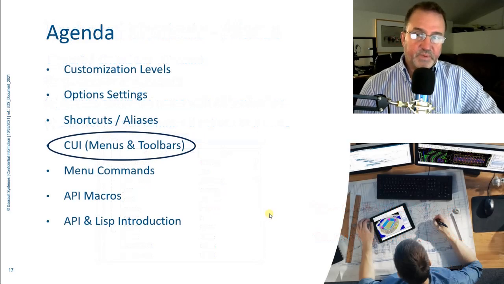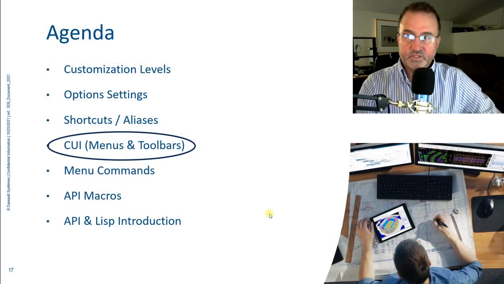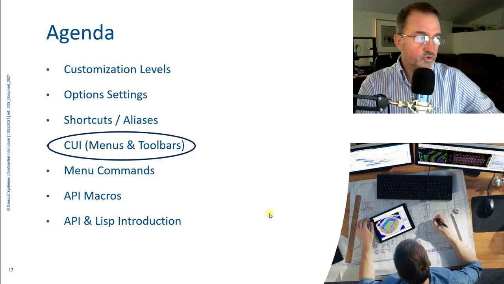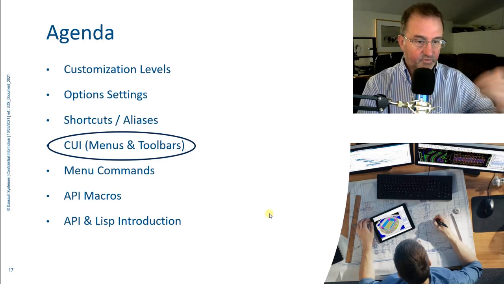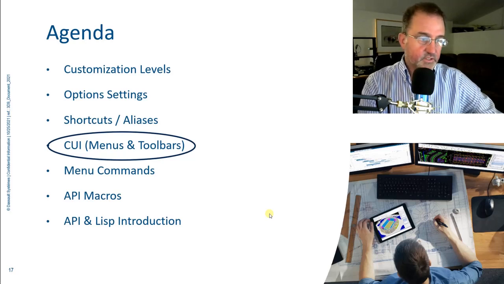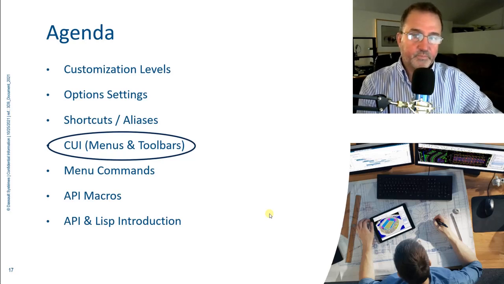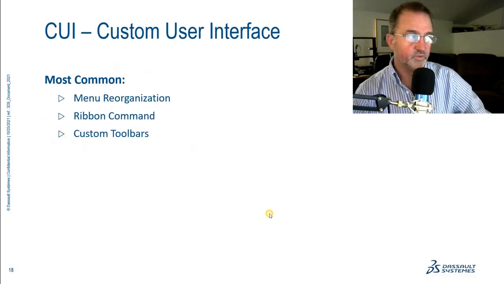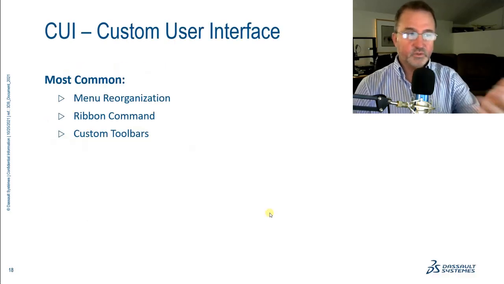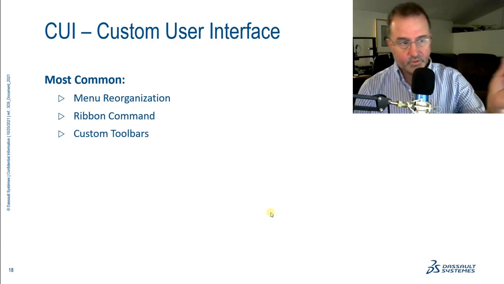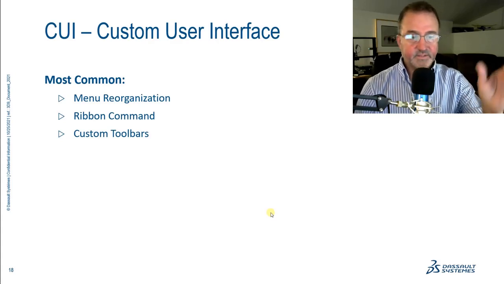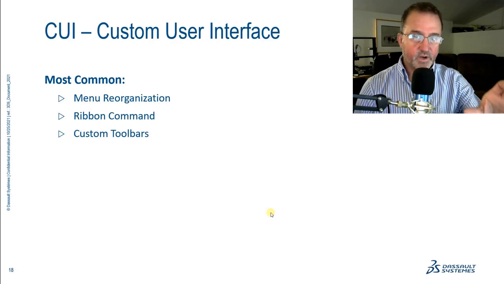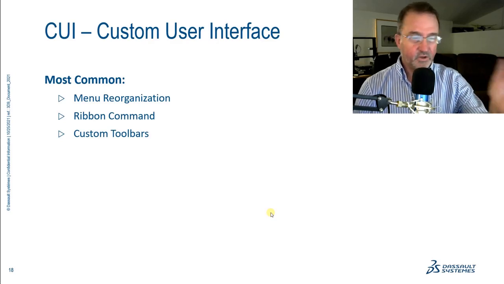So let's talk about the menu system and the toolbars. Probably the next level of customization, if you have a couple keyboard shortcuts, probably the most popular area to do customization for individuals would be around the toolbars. Now, the most common are, you like to have your commands in certain areas, you like to reorganize them, you like to put the commands that you use the most in a special toolbar.